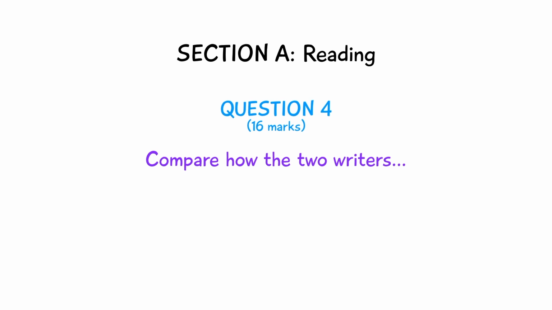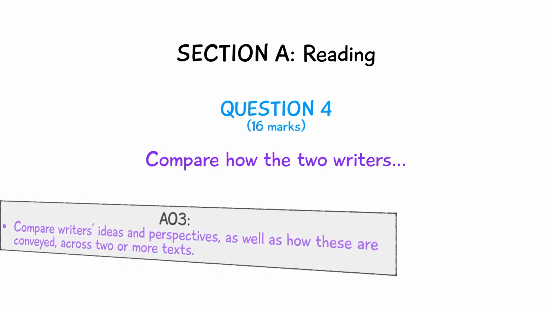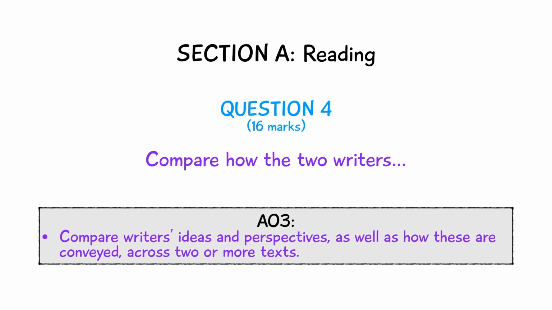Question 4 is a comparison question that's worth 16 marks. You'll be asked to compare how the two writers achieve a specific focus. So again, you'll need to look at both source A and source B. AO3 is assessed here, which looks at how you compare writers' ideas and perspectives, as well as how these are conveyed across 2 or more texts. It's important that you're clear that you are discussing the writer's points of view, as evidenced by their texts.